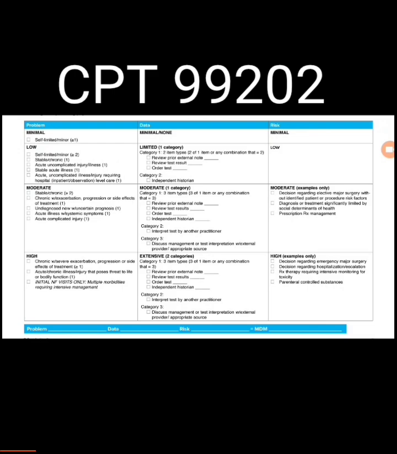So in summary, this visit is appropriate for a 99202 because it is minor, there is no data reviewed, there's minimal risk, and it is a new patient, and it's very straightforward. So this is criteria for 99202.